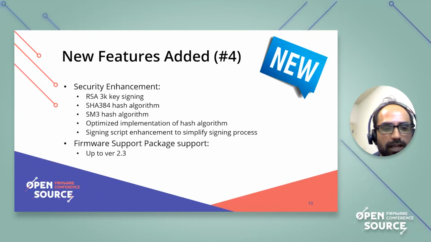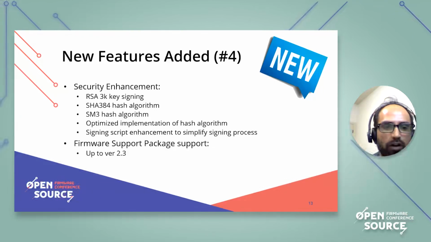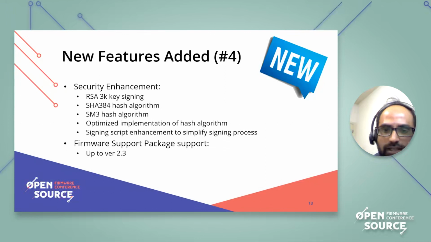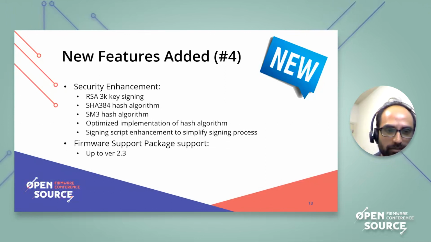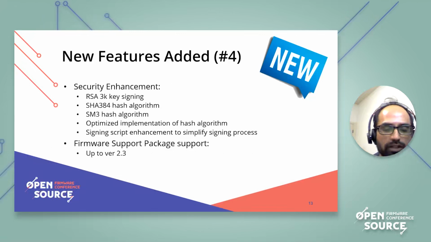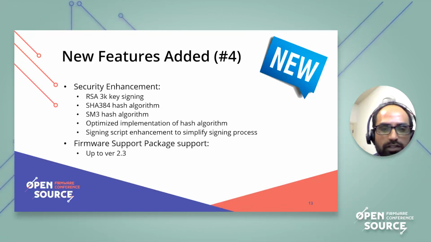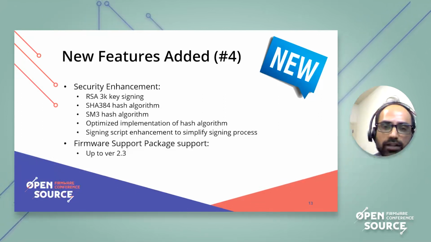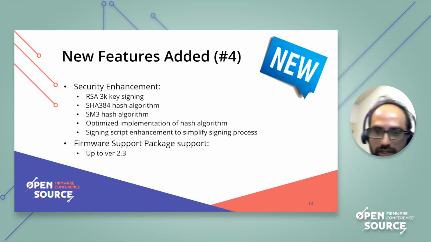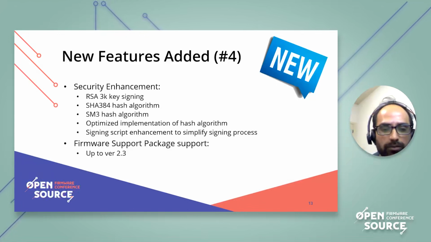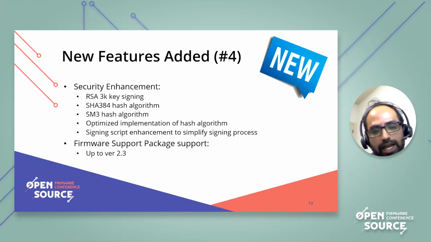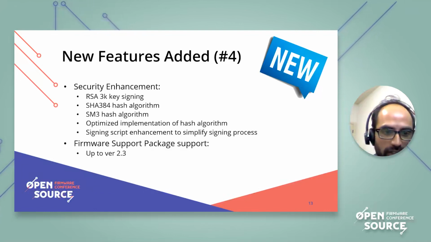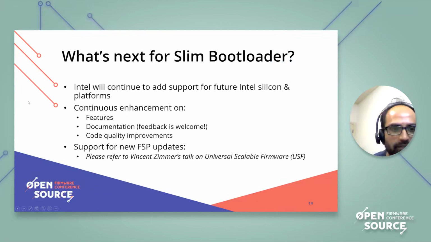And signing script enhancement. So Slim Bootloader had multiple signing scripts, but we brought all of them together in a single script. For example, container signing and capsule signing, etc., so that the signing process has been simplified for the user. There is one place to go for signing. And also we support multiple hash algorithms, and we also support using a local key or a key from a remote server for signing. And regarding the firmware package support, Slim Bootloader today has support up till the FSP 2.3 version. Yeah, that ends my list.